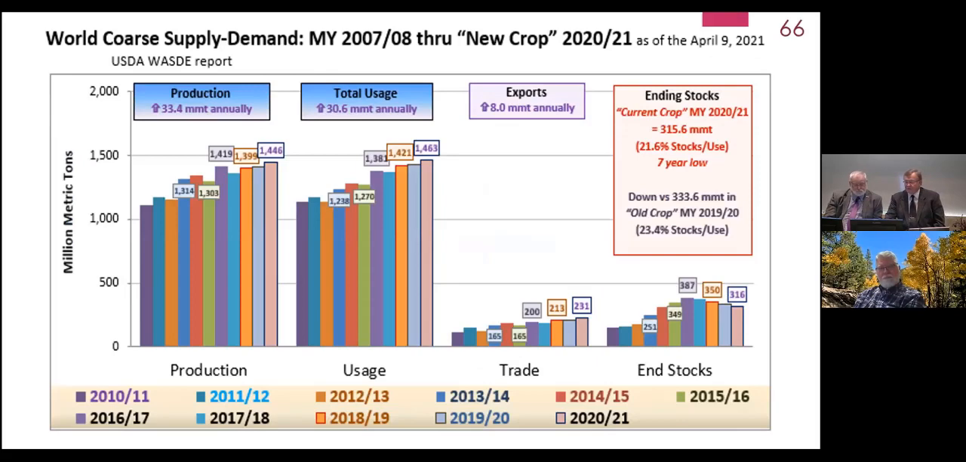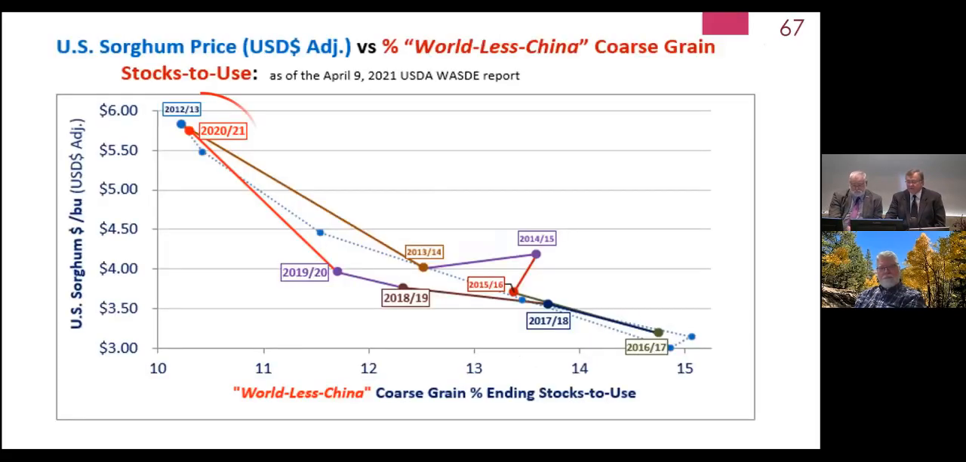Exactly. Just want to show something. We talk about historic highs. If you devalue the U.S. dollar and take world less China coarse grain stocks, basically grain sorghum prices are equal to the highs of 2012-13.